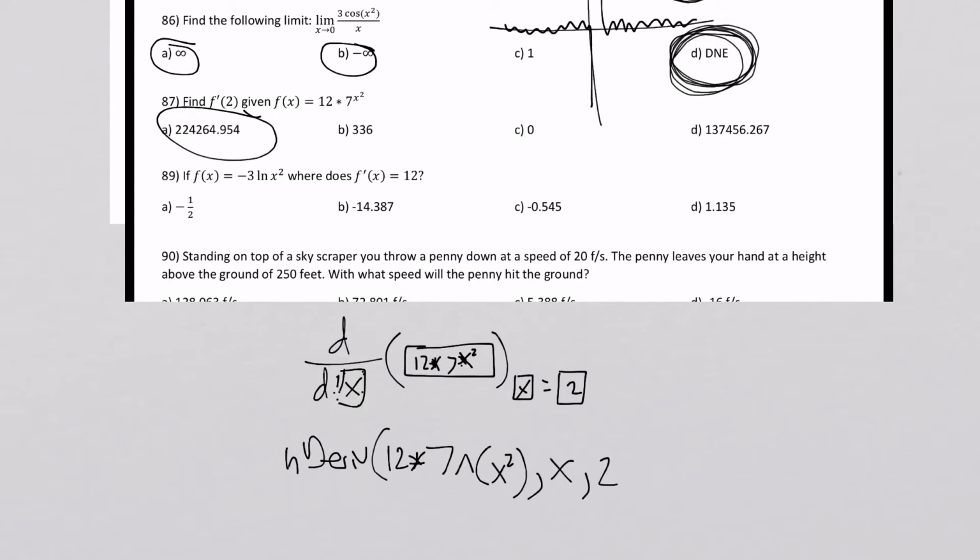89, if f of x equals negative 3 ln of x squared, where does f prime of x equal 12? Well, you do not know how to take the derivative of the natural log, so you are stuck graphing this. So put negative 3 ln of x squared into y1, and we want to know where does f prime of x equal 12. That means we want to know what x value does the derivative have a y value of 12.